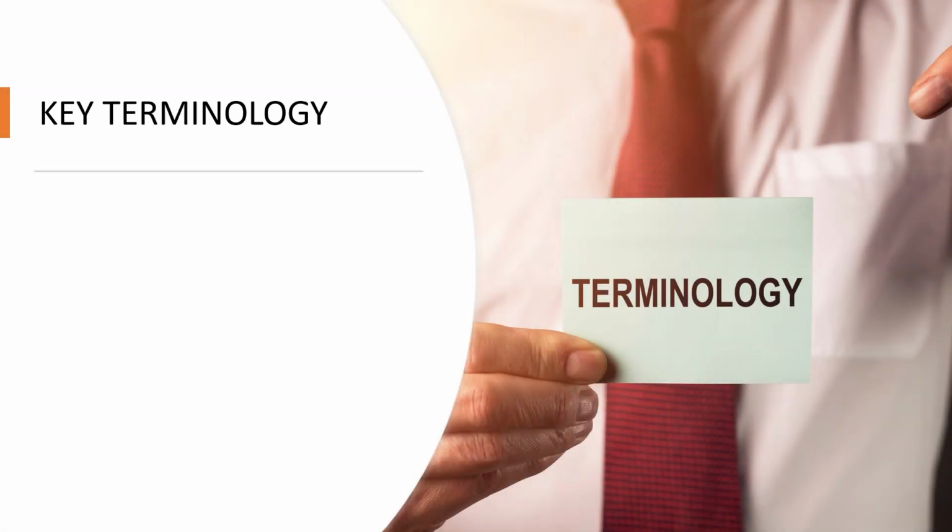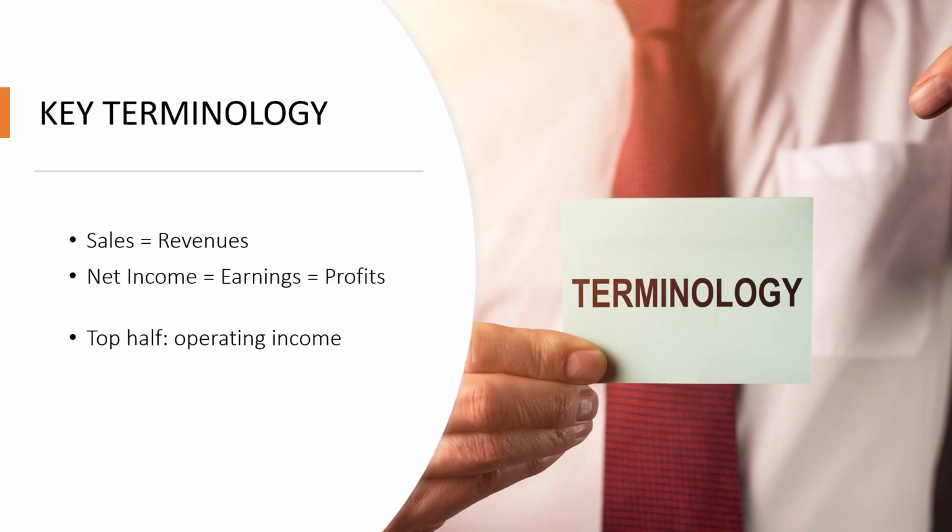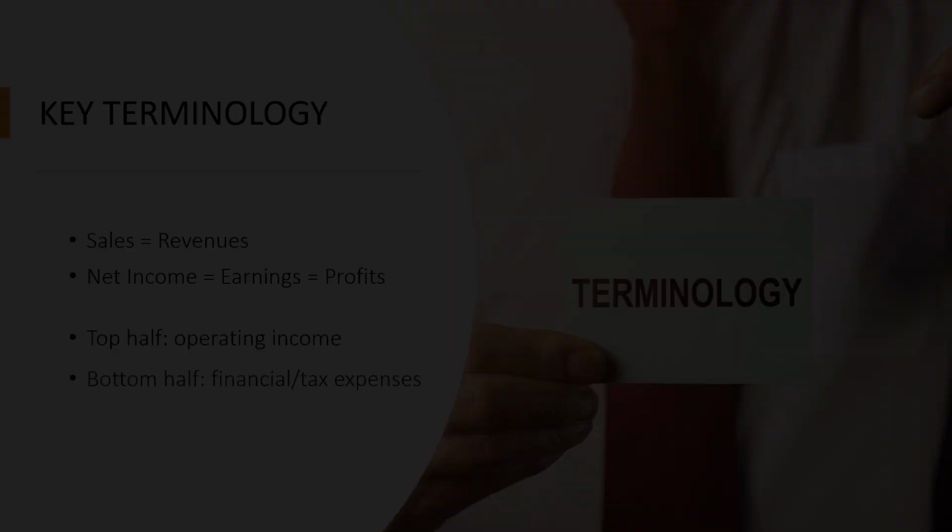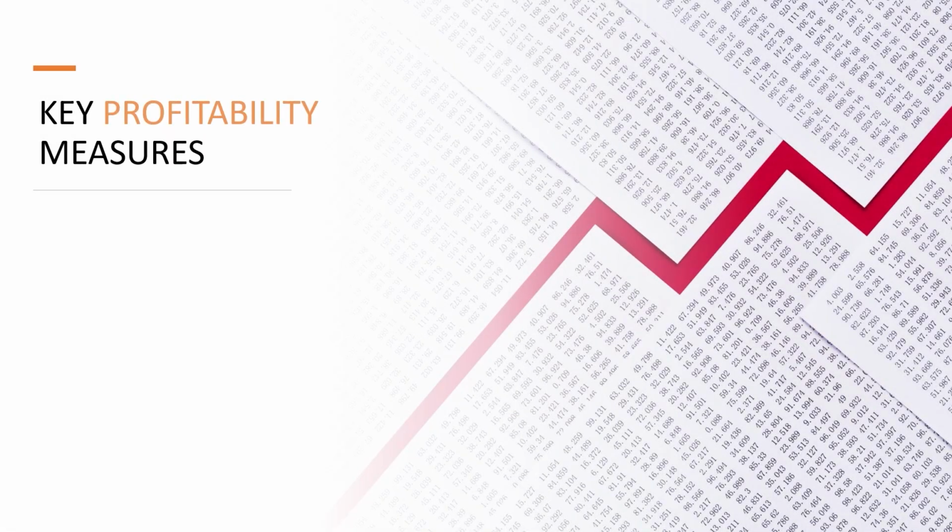Because you will hear items on the income statement referred to in different ways, let's clarify some important terminology. The term sales is the same as revenues, and both refer to the top line of the income statement. Net income is the bottom line and represents the earnings or profits of the firm over a period of time. The income statement is divided into 2 main sections. The top half contains a firm's operating income, while the bottom part contains expenses related to the firm's financial and tax structure.